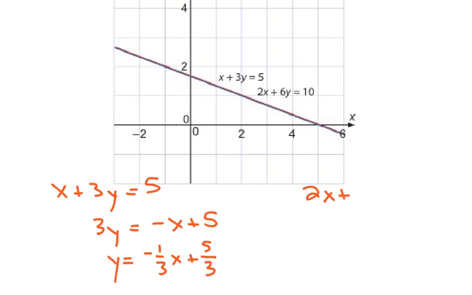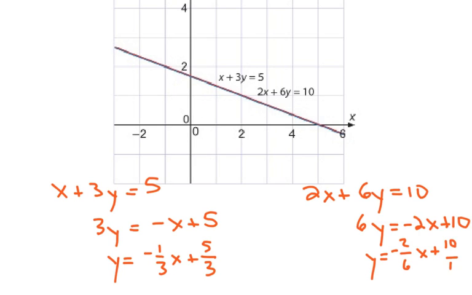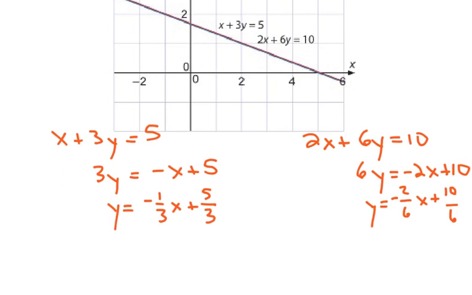Now let me work on the other equation, 2x plus 6y equals 10. I would subtract the 2x, and then I would divide everything by 6. Well, what ends up happening when you divide everything by 6 is you need to reduce those fractions. What is negative 2 over 6 reduced to? Well, negative 1/3. And what is 10 over 6 reduced to? 5/3. And that's why they're the same line, because they really are the same equation.